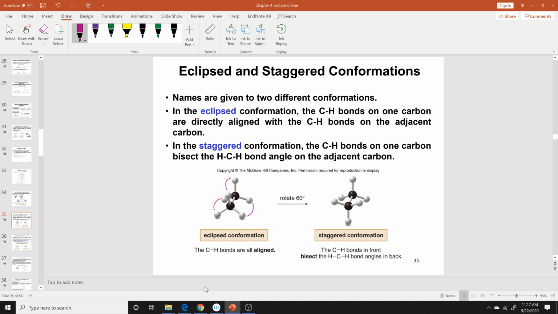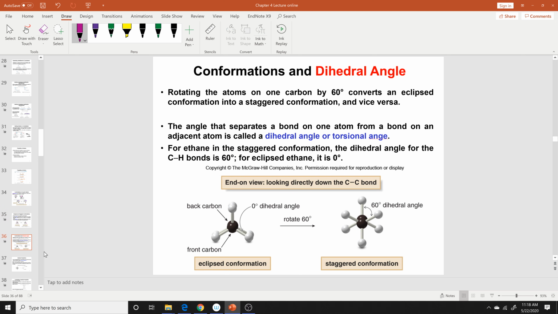And then you have the staggered conformation. The staggered conformation is a conformation where the CH bonds on one carbon bisect the CCH bonds, the hydrogen bonds on the adjacent carbon, making an angle between these 2 of 60 degrees. So rotating the atoms on one carbon by 60 degrees, you can go from an eclipsed to a staggered conformation.